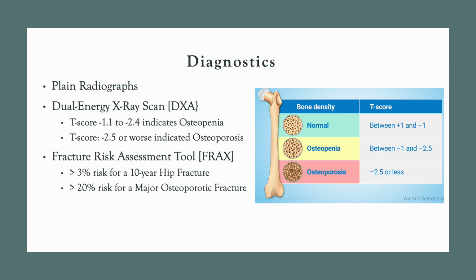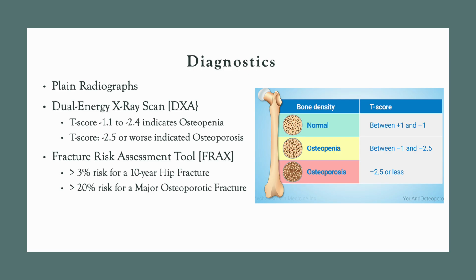A T-score of negative 1.0 or better indicates normal, healthy bone. A T-score of negative 1.1 to negative 2.4 indicates osteopenia, which is a less severe version of osteoporosis where bones are still weakened but not as bad as osteoporosis. In this stage, lifestyle modifications can be utilized and pharmacological therapy is not necessary just yet. A T-score of negative 2.5 or worse indicates osteoporosis and in this case warrants pharmacological therapy, which we will get into a little later. FRAX is another tool used to gauge the risk of fragility fractures.